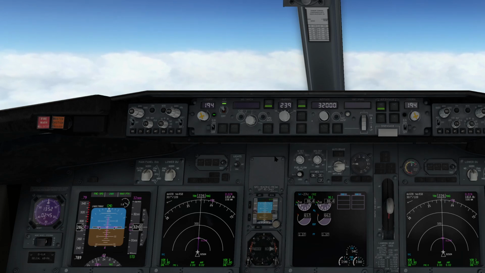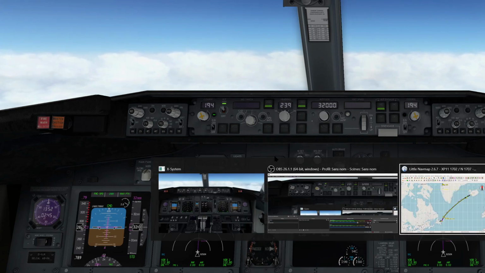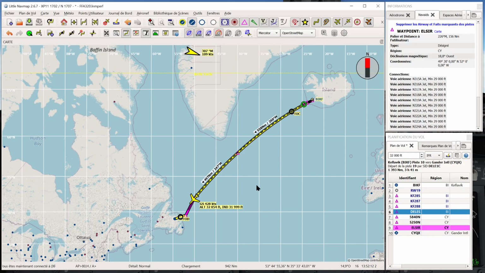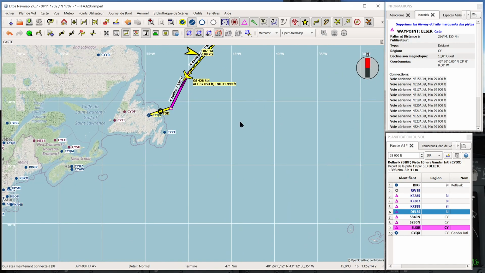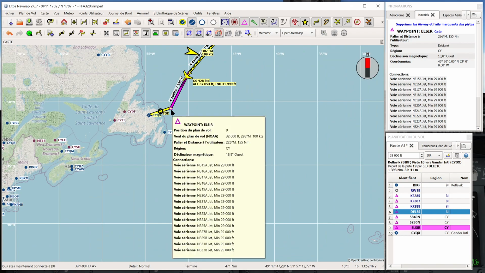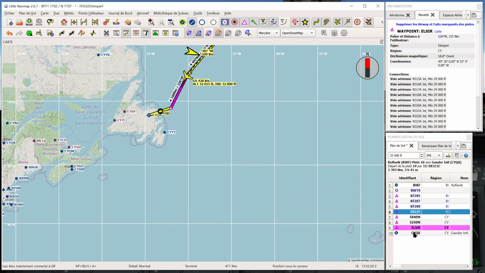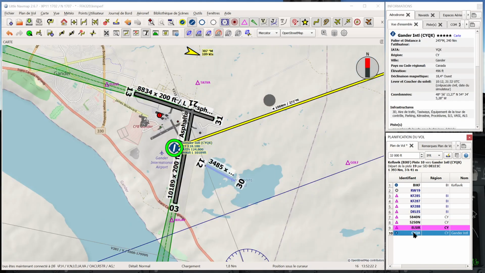So we need to plan the arrival. So see where we are. Approaching now, going back or going down towards Elsyr. The weather at Gander. So airport elevation 496.